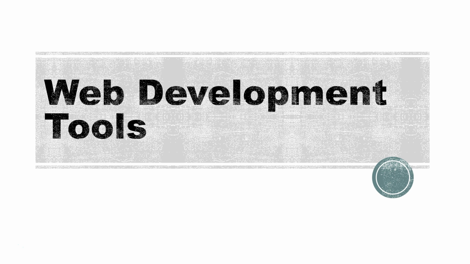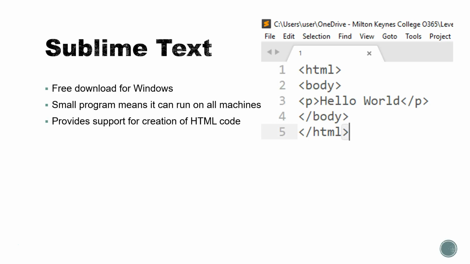So we're going to be looking at web development tools, and the first thing we're going to look at is Sublime Text. Sublime Text is a small program that you can download to your computer. It runs very simply. It's a slightly more advanced text editor, and it's very popular among web developers, and it obviously provides support for the creation of HTML code alongside things like CSS. It is, as I said, extremely popular. It's free, and it does a lot of nice things.